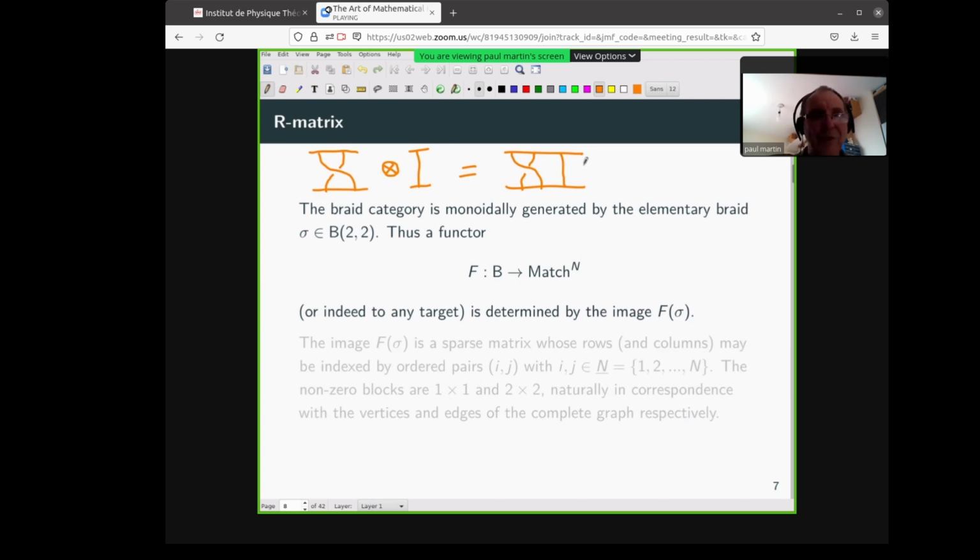Right, so we do have enough hardware here to explore the operative features of the braid category. We only need the sigma, the elementary braid. So a monoidal functor f from B to some target monoidal category is determined simply by the image f sigma. That's all we need. So the next question is, what is this Match n that I referred to?